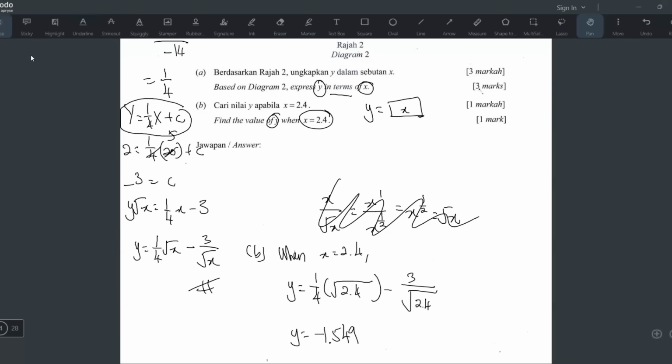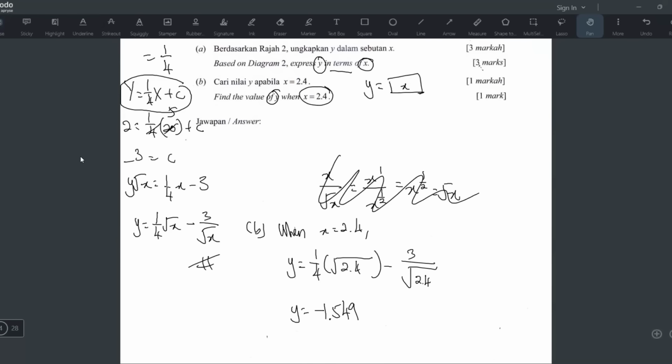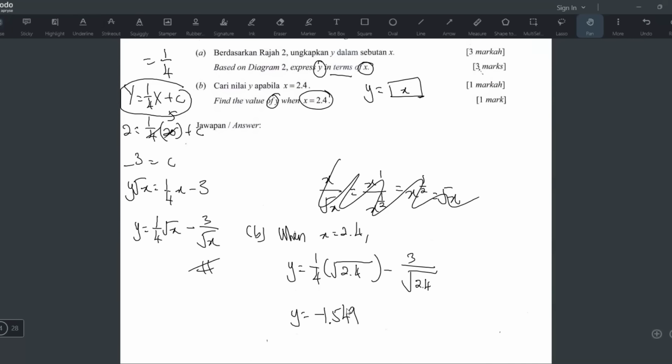So that's the answer. Just use your calculator and press. And since it's an ugly answer, an answer that is not nice and cannot be changed to a fraction, you just write 4 significant figures for them. Okay, that's it.